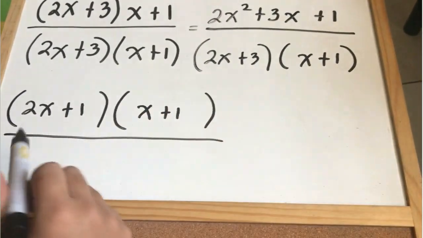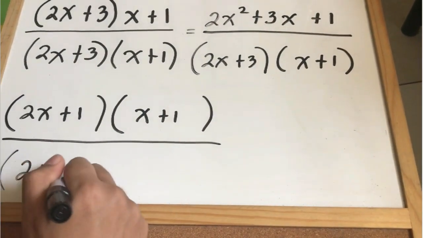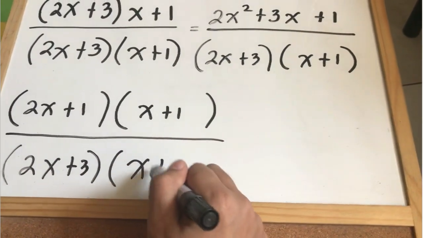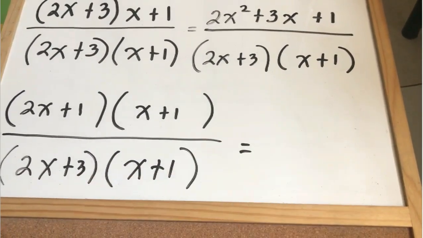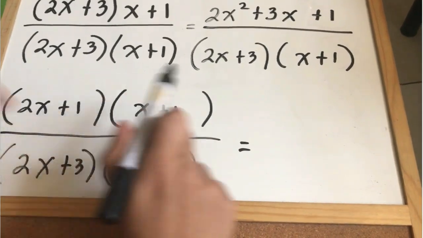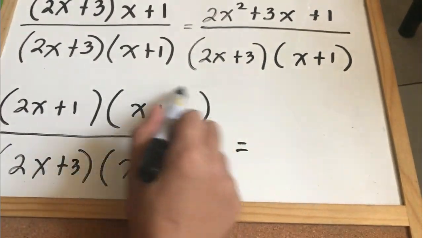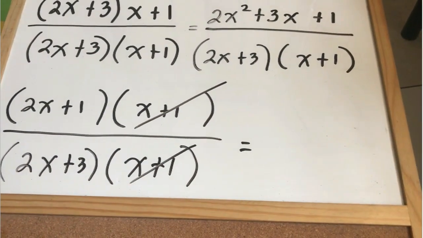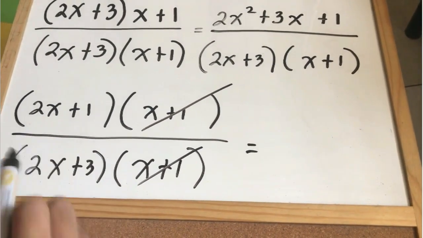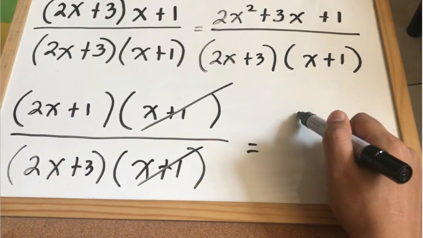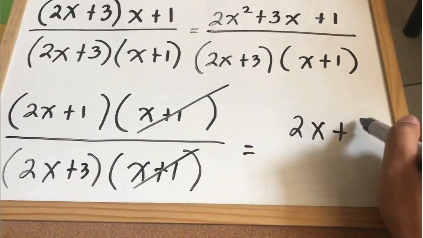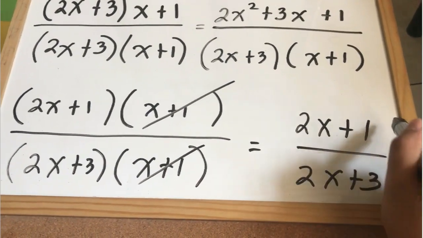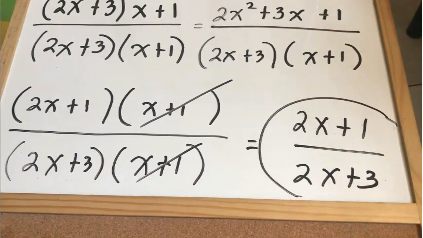Now copy the denominator, 2x plus 3, x plus 1. This time, since they contain the same parentheses and this is our single term, we can cancel out x plus 1. The remaining expressions are 2x plus 1 all over 2x plus 3. Now this is the final answer.